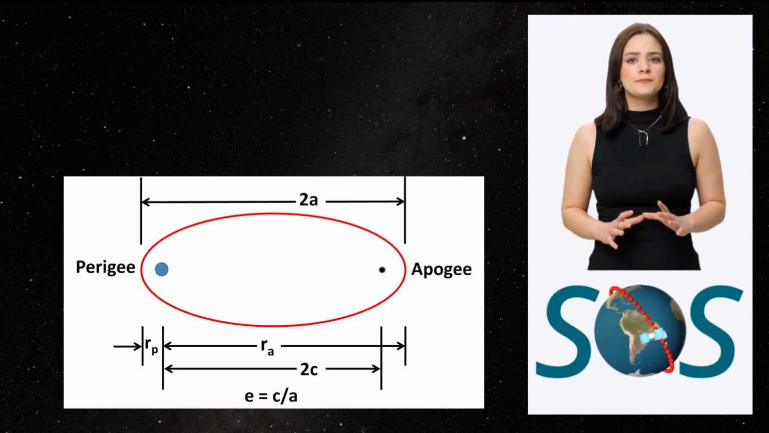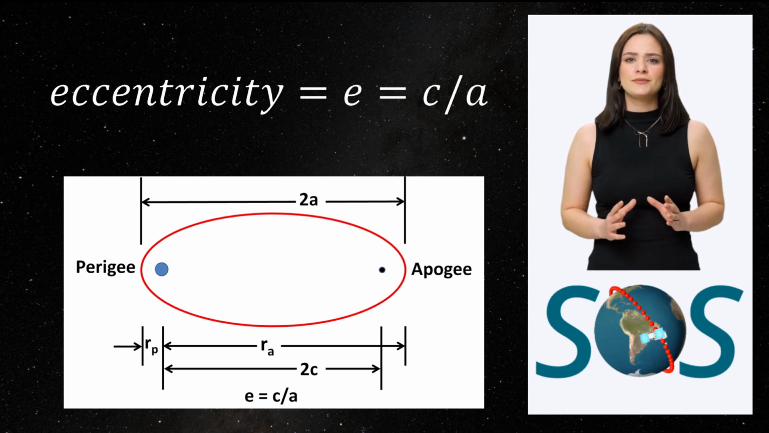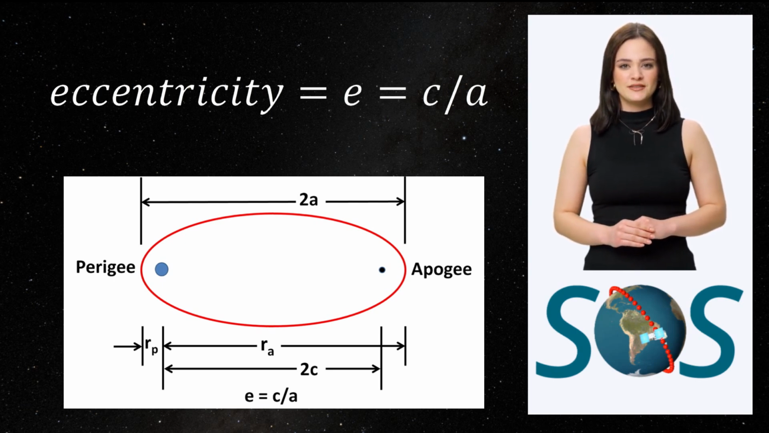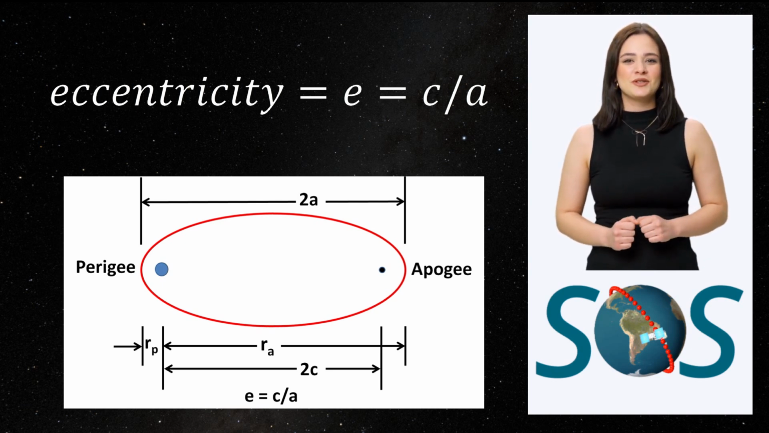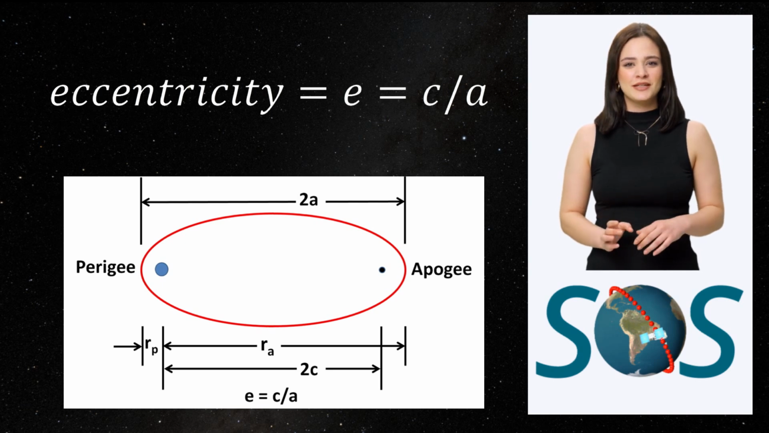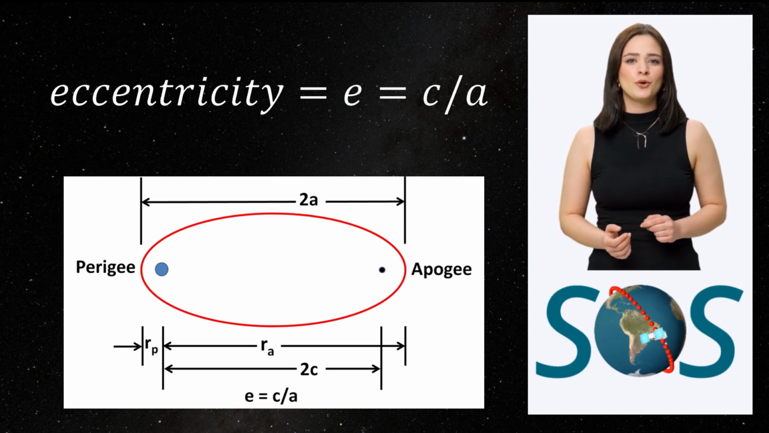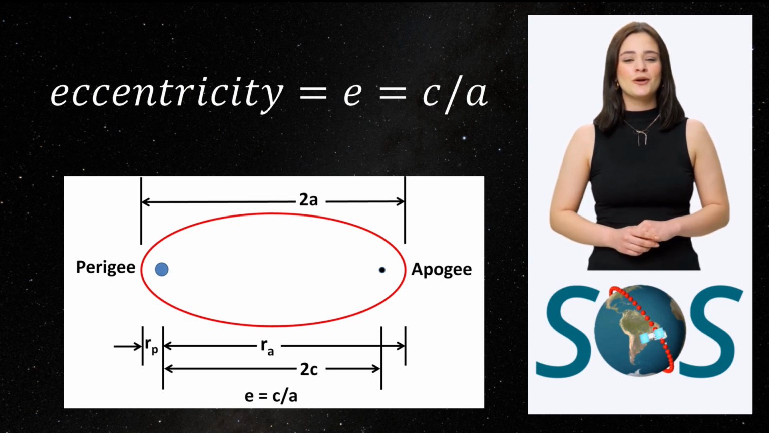This orbit shape is described by its eccentricity, e, which is defined by the equation we show on the upper left of the screen. If the ellipse is a circle, c is equal to 0 because the two foci coincide. When this happens, the eccentricity is also 0. Therefore, a circle is an ellipse with eccentricity equal to 0. Also note in the image that the orbit point farthest away from the orbited body is called apogee and the point nearest is called perigee.